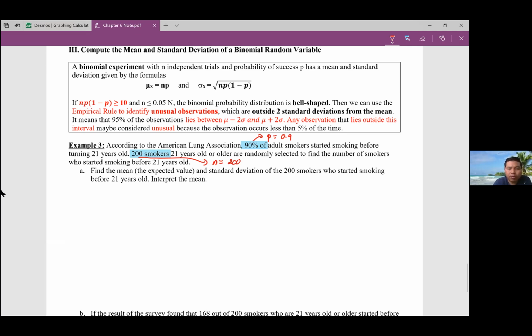So this one's okay. So mu equals n times p. So we take 200 times 0.9. So that would be 180. And the standard deviation is the square root of n times p times 1 minus p. So 200 times 0.9, and then 1 minus 0.9. Right, so everything's underneath the radical.